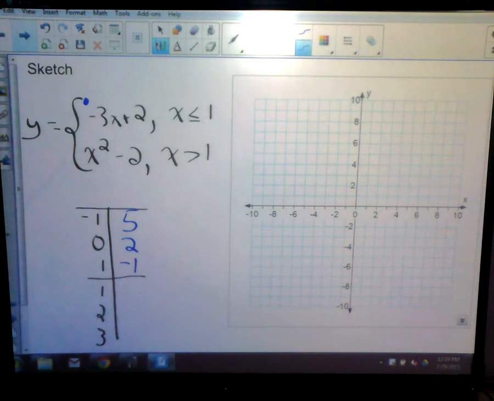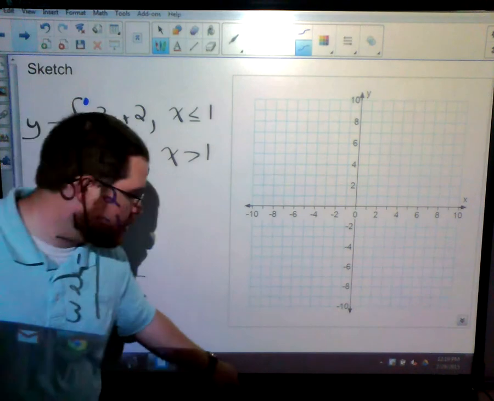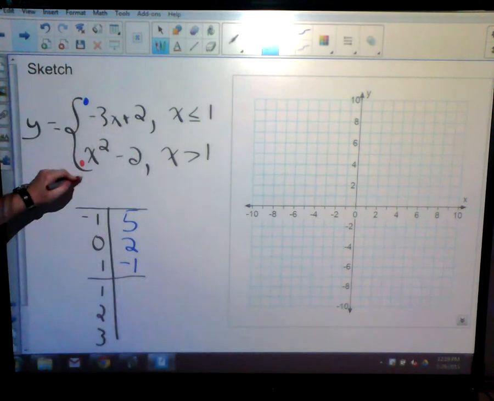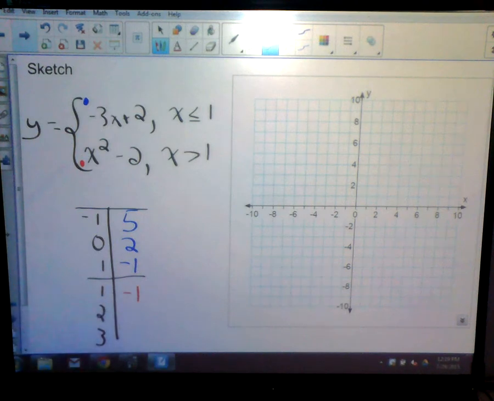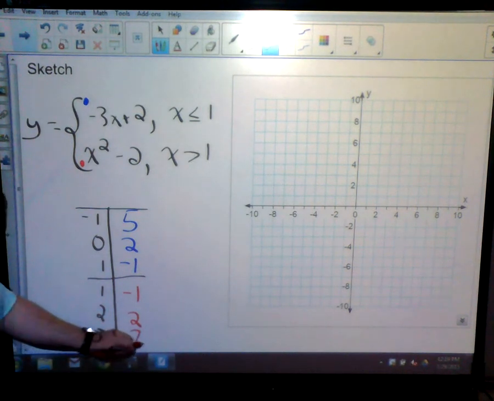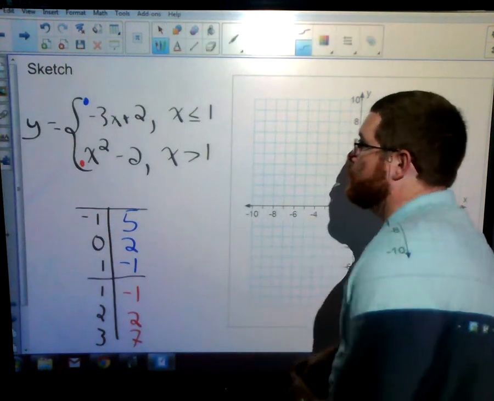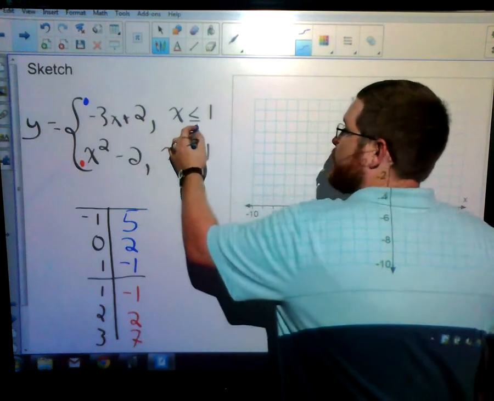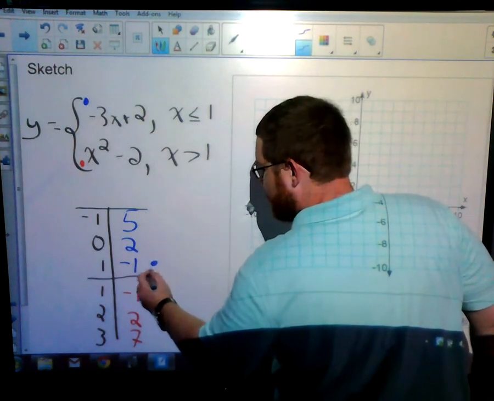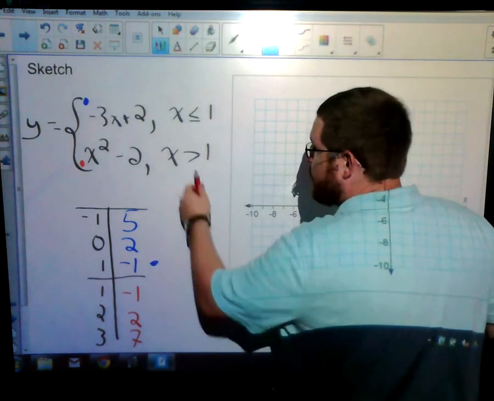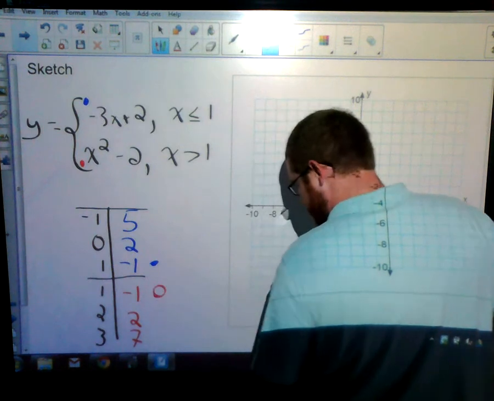So I have 3 points. This function goes with the numbers greater than 1. So I plug in 1, I get negative 1. Plug in 2, I get 2. Plug in 3, I get 7. Now I need to figure out which one's a solid dot and which is an open circle. The first one is equal to, so it's a solid dot. The second one is not equal to, so it's an open circle.